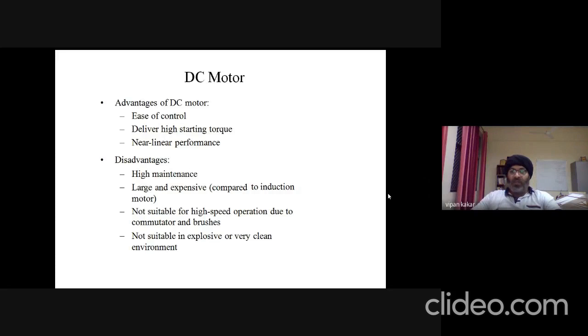So what are the disadvantages? High maintenance is required in the case of DC motors. They are expensive compared to induction motors, which are quite low cost. For high speed, they are not very suitable due to the use of commutators and brushes, because of the wear and tear of commutators and brushes. In a clean environment also, they are not very suitable.